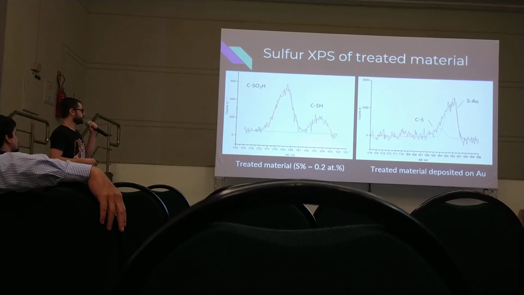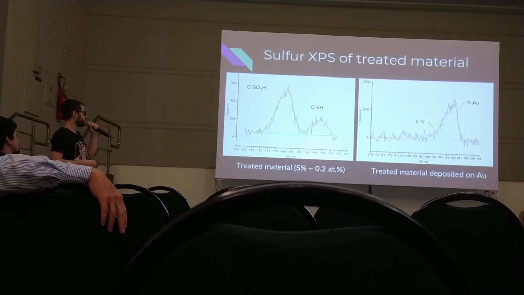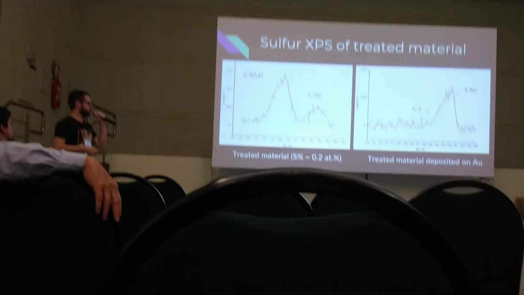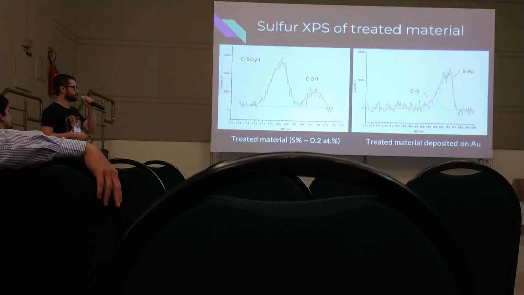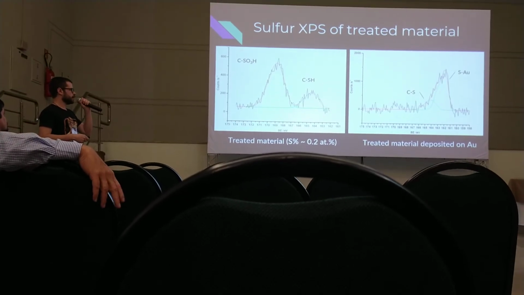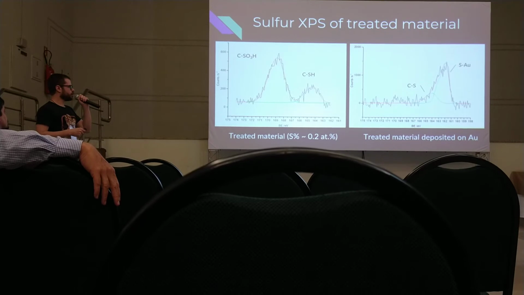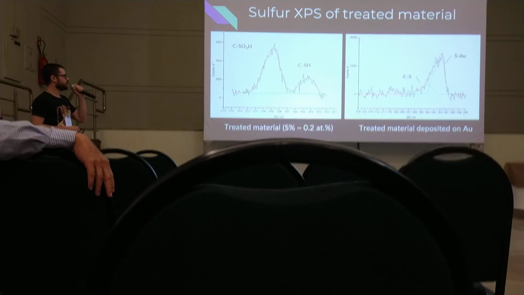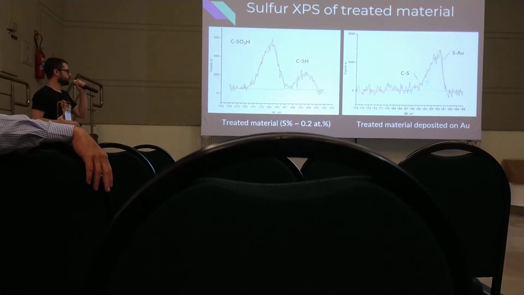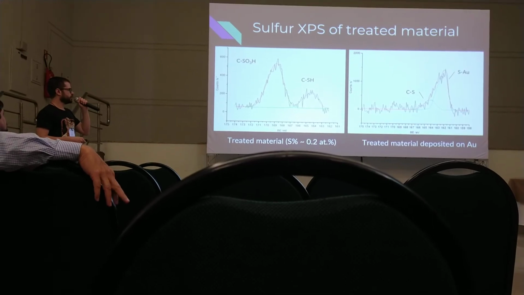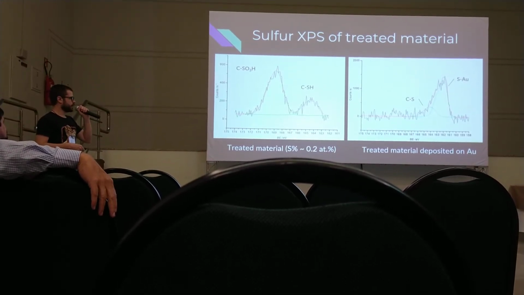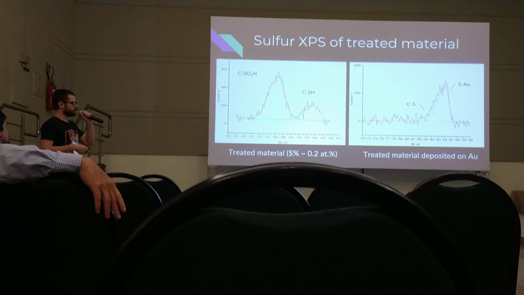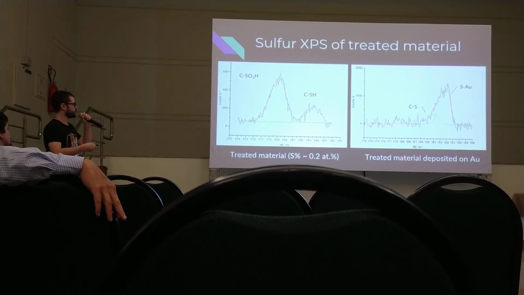And we have two peaks. The lower energy one is the thiol peak, and the higher energy one is the sulfonic acid peak. To better study its interaction with gold, as I said, it sticks very well to gold. Unlike the pristine material, we deposited it on gold and did the XPS, and we obtained the sulfur-gold bond and the same carbon-sulfur bond. I compared this to the literature to confirm, and we can say that the graphene is bonded to the gold through the sulfur atoms.